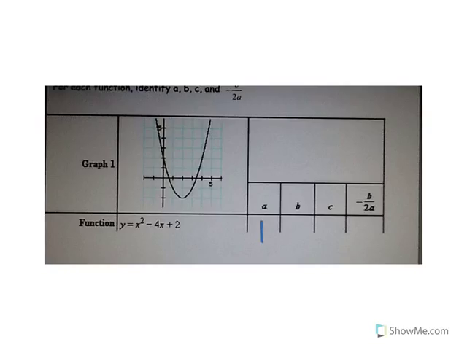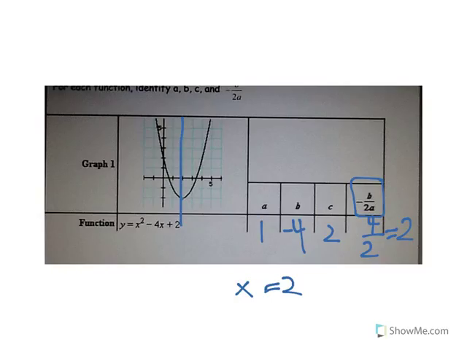So a in this case is going to be 1, b is going to be negative 4, c is going to be 2. And then the value of negative b over 2a: negative b is going to be 4 over 2a, that's going to be 2. So when x is equal to 2, that's going to give me that line of symmetry. That's why it's right there. And that's the vertex also of the parabola, where it crosses through there.